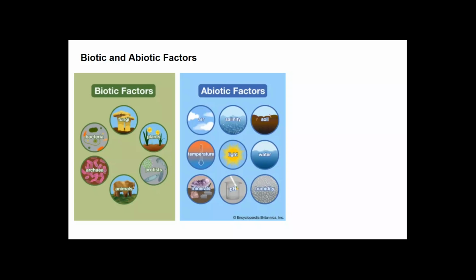Abiotic factors are things such as air, salinity, soil, temperature, light, water, minerals, pH, humidity. Those are some examples. I suppose another thing I could mention, things such as feces is organic in nature and probably contains bacteria and so on. In fact, feces is largely bacteria, and therefore feces would be considered biotic.